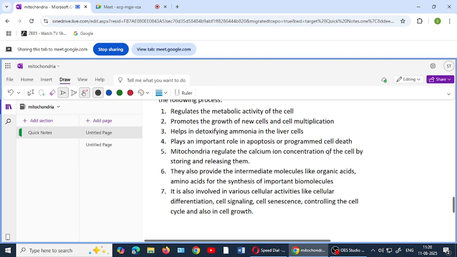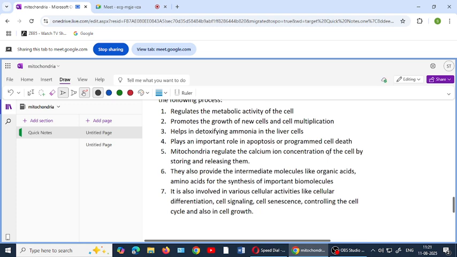Okay, and promote the growth of new cells and cell multiplication. How do they promote? The same reason. For production of new cells, for the cells multiplication, cell require energy, and this energy is provided by whom? Mitochondria. So here also mitochondria have major role in new cell formation and cell multiplication.